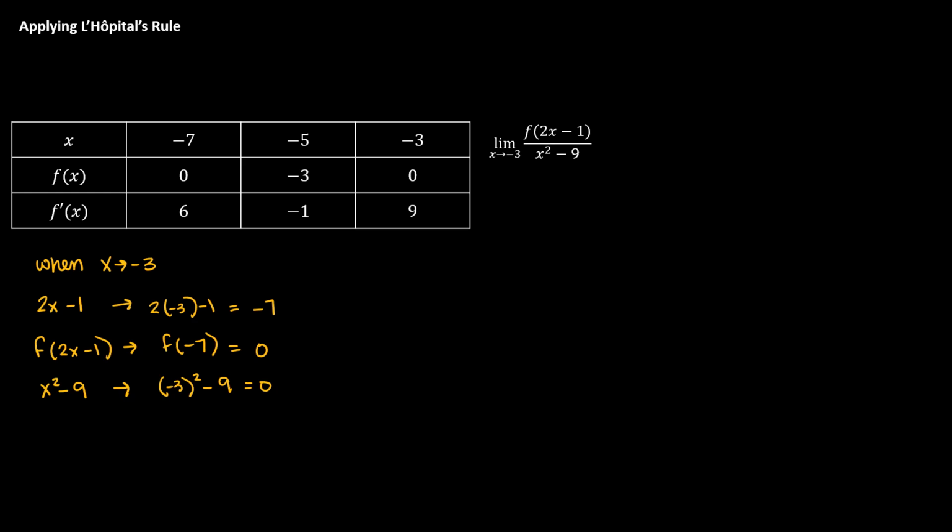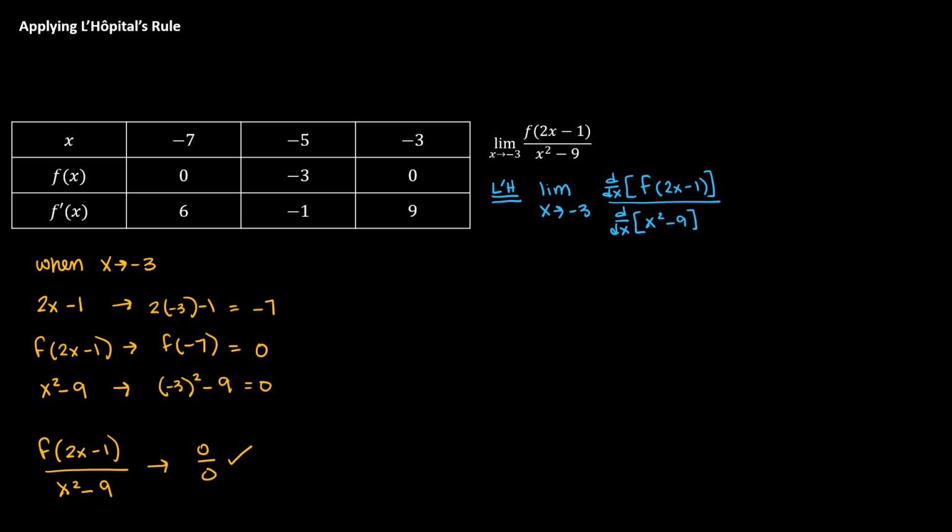Our denominator, x squared minus 9, evaluated at x equals -3, gives us a 0, which means our limit, in fact, does take on the indeterminate form 0 over 0, perfect for applying L'Hopital's rule. We apply L'Hopital's rule, which differentiates the numerator and the denominator of our rational function separately. Looking at the derivatives here, we do need the chain rule for the numerator because we're looking at a composition of functions.